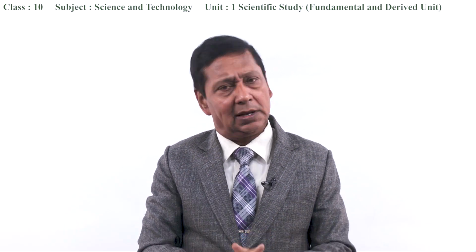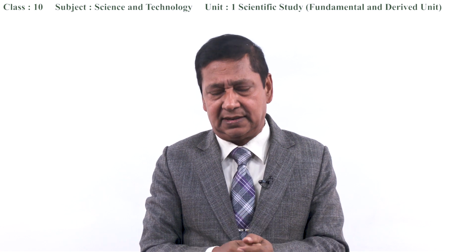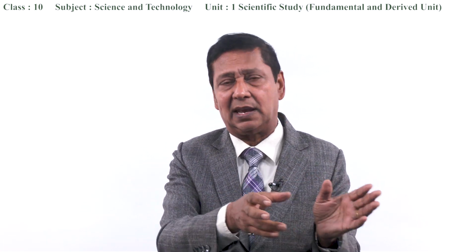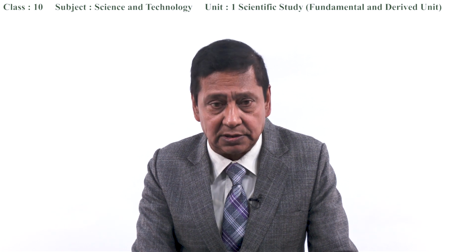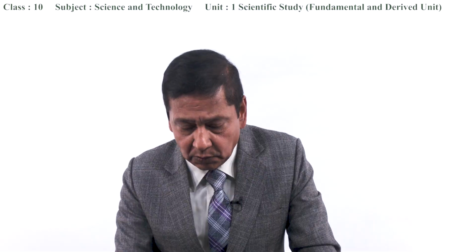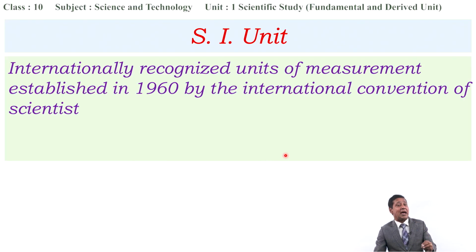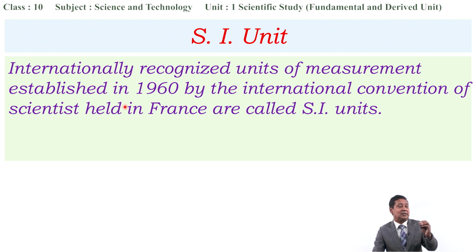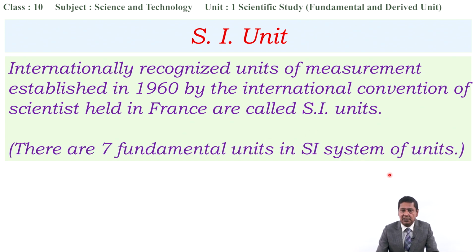After the SI system, let's talk about SI units. What is it? System and unit are related to each other. This system declares the unit. Okay, what is an SI unit? We can say it this way: internationally recognized units of measurement established in 1960 by the International Convention of Scientists held in France are called SI units. The system is the SI system, and the units of the SI system are called SI units. Now, we can say there are 7 fundamental units in the SI system of units.